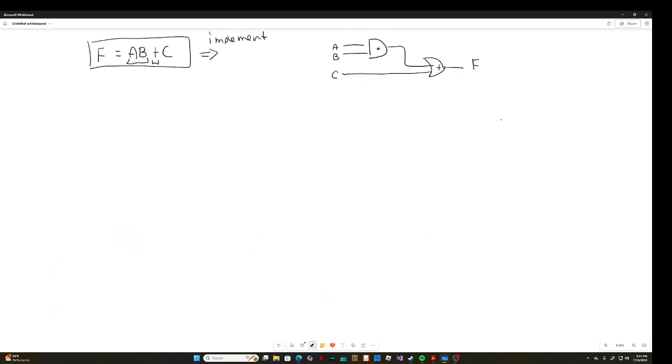Another example that we might have, if, for example, we have something like CD or C, D, F, or B prime, C, A. And then this is multiplied by A.